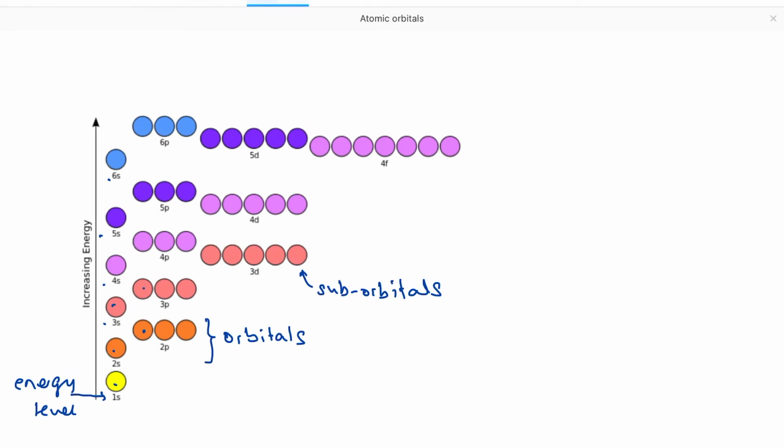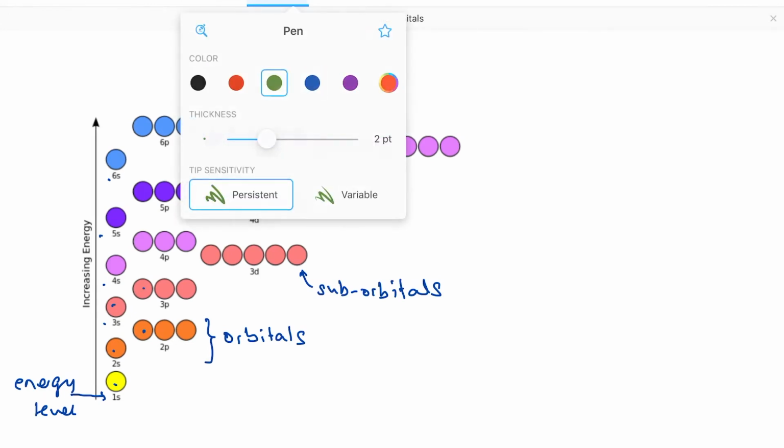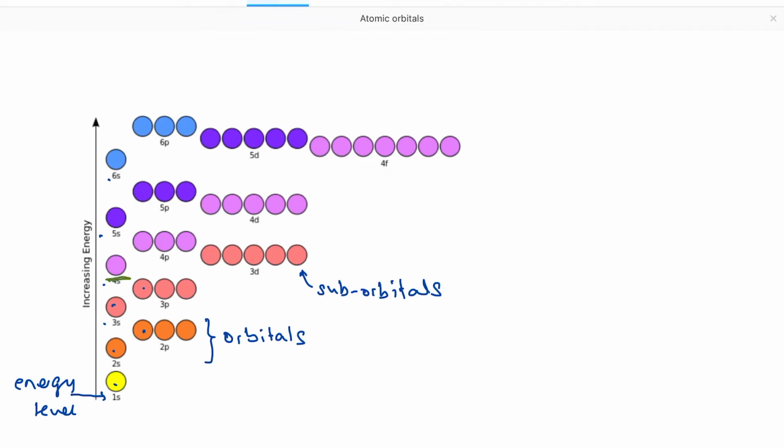Right, this is what we're looking at with potassium. The 4s orbital is of lower energy, very slightly, but it is of lower energy than the 3d, which is why potassium puts its outermost electron into the 4s and not into the 3d.